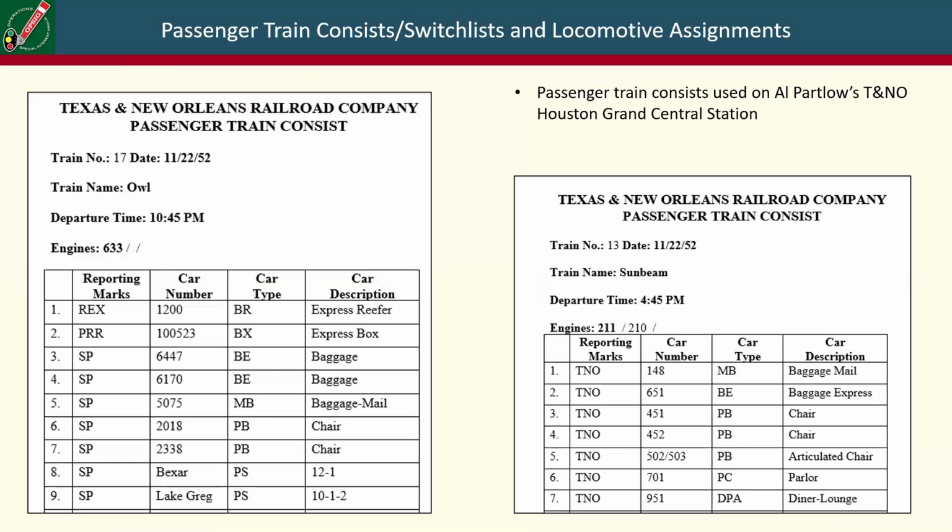These are just some other ones. This is what Al Partlow uses on his Houston Grand Central Station for the switch list. So it states the train number, the date, the train name, when the train leaves, the engines, then the cars in order, what type of cars they are, the car number, and then the description. So it gives you the AR designation and then what that is. So BX and then express boxcar. So based off that switch list, you should be able to easily find the cars in the coach yard and put them in the correct order. And the right side is just another one that Al uses on his layout.